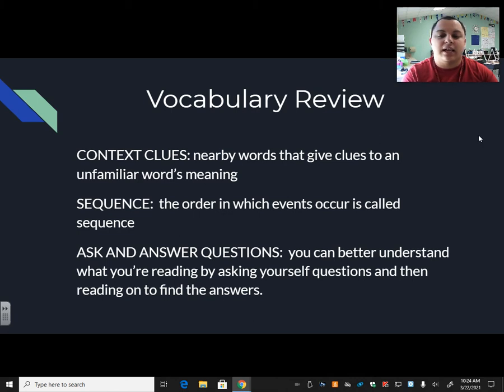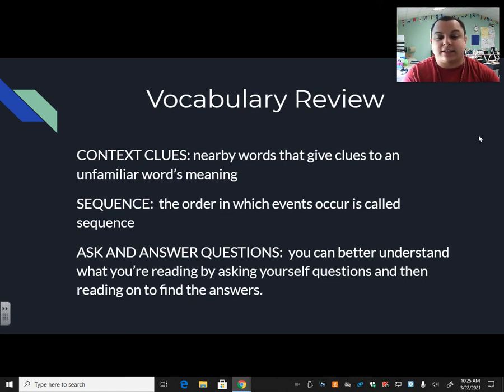Next is sequence. Sequence is the order in which events occur. First, second, next, last. We also call it chronological order. I like to bring up the Twilight movies. If you've ever seen the Twilight movies, you have to watch them from the first movie, Twilight, and then Breaking Dawn, and then I don't know all the names of them, but you have to watch them in order to understand. You're not going to go and watch the last movie because you're going to be like, whoa, what's going on? You have to watch them in the sequence that they were put out.